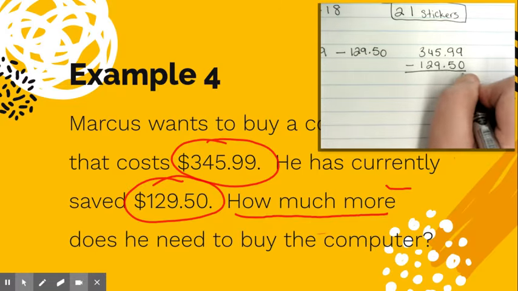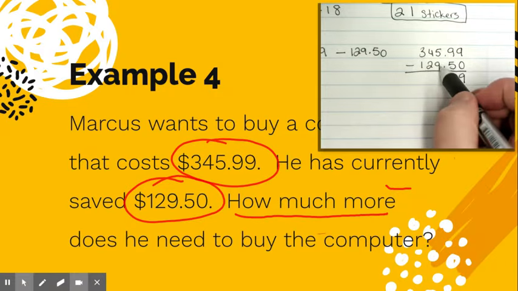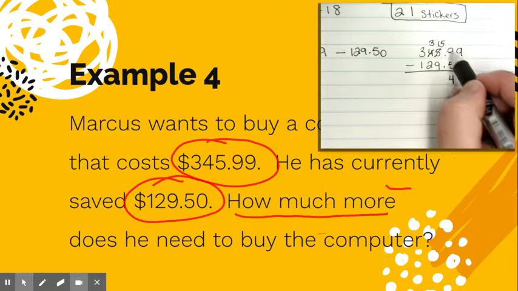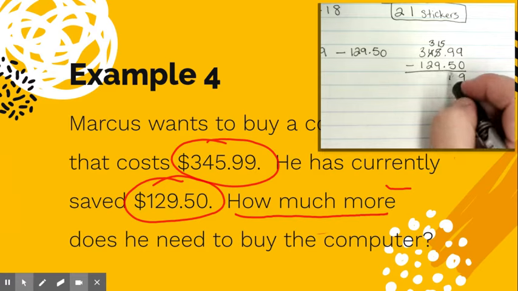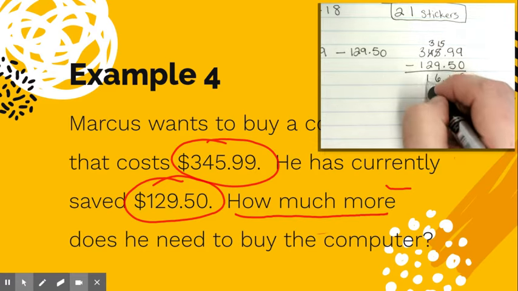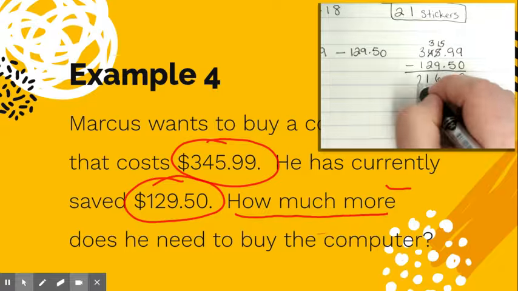9 minus 0, 9. 9 minus 5, 4. But I can't do 5 minus 9. So I'm going to borrow from this 4, make it a 3, and we're going to make this 5 a 15. 15 minus 9 is 6. 3 minus 2 is 1, and 3 minus 1 is 2.